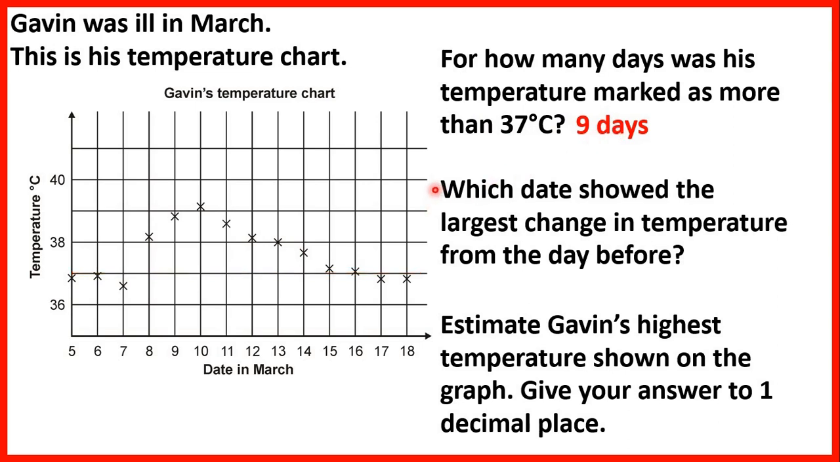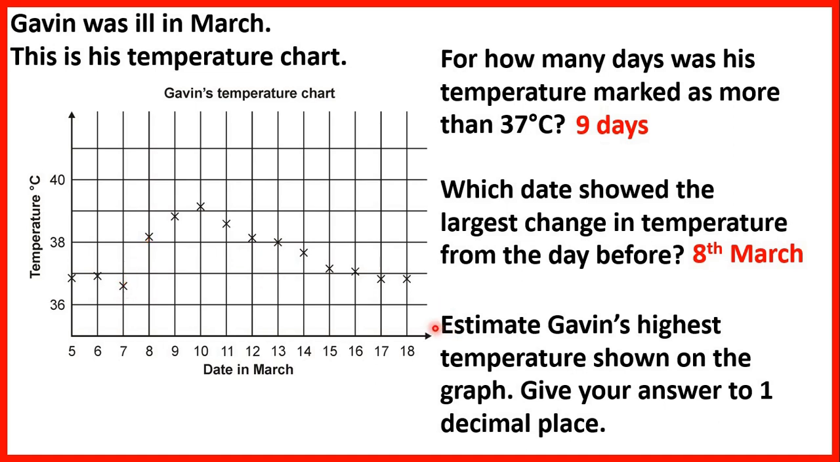Now, which date showed the largest change in temperature from the day before? So we can see that the difference between this point and this point is larger than the difference for any other points next to each other. So if we look down, we can see that that was the 8th of March. So the day before, the 7th of March, was much lower, and then the 8th of March showed the largest change in temperature compared to the day before, so here compared to the 7th of March.